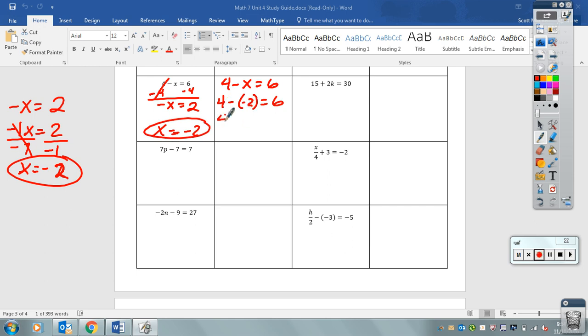So when I do keep, change, change, change it to a positive 2, and I get 6 equals 6, check mark. There are my 4 lines.